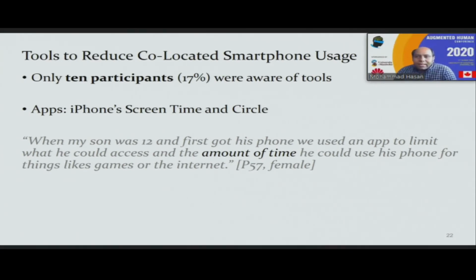They also say that they use some apps to monitor their children's smartphone activities, or to track or limit their children's smartphone or internet usage time. For instance, one participant mentioned an app called Circle that they use to reduce or monitor their children's smartphone usage. Three more participants mentioned that yes, they are aware of such tools, but they could not tell us the exact app name. So only 10 participants mentioned that they are aware of some tools to reduce their own smartphone usage or their co-located smartphone usage activity.